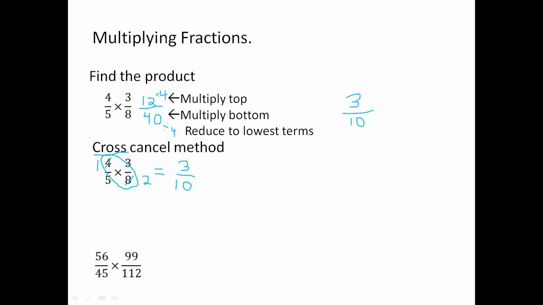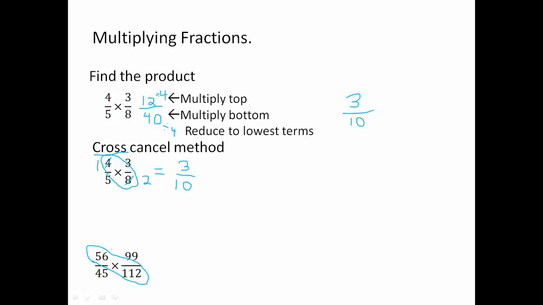If I take a look at numbers that are diagonally across from each other, 56 and 112, I might be able to see that I could divide those two numbers by 2, 4, or even 8. It's a lot easier to divide the numbers than your final answer because they're a lot smaller. So I'm going to go ahead and divide them by 8.